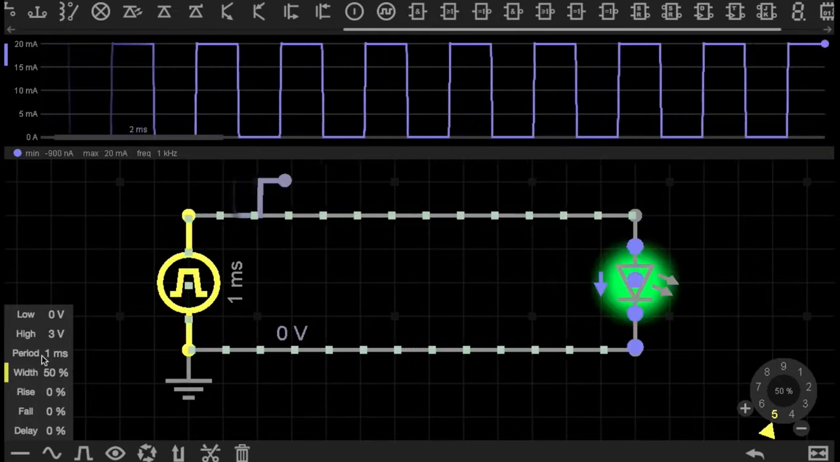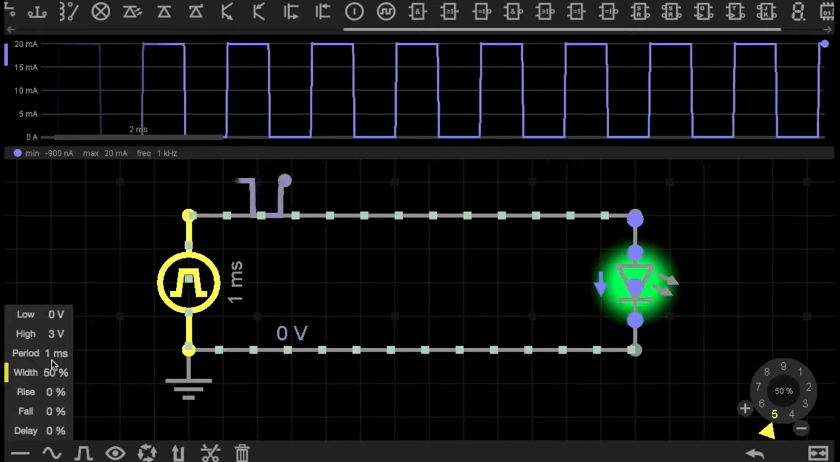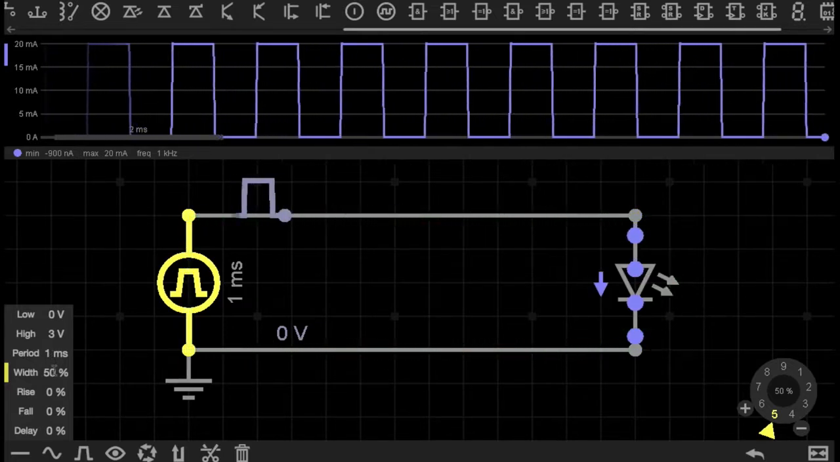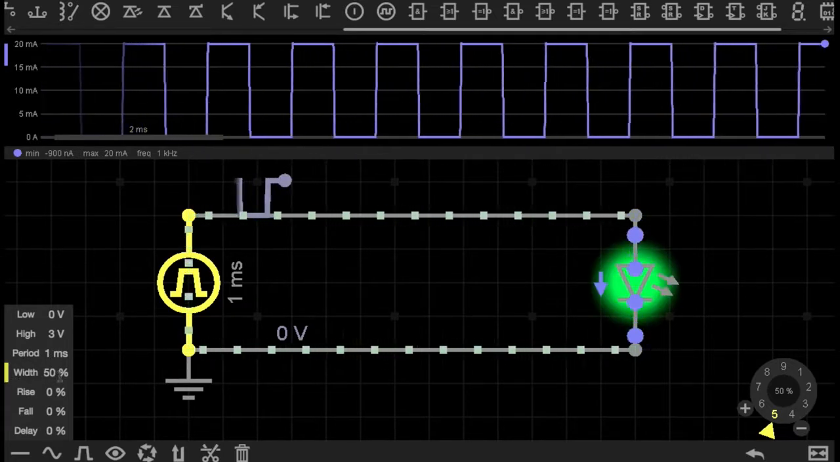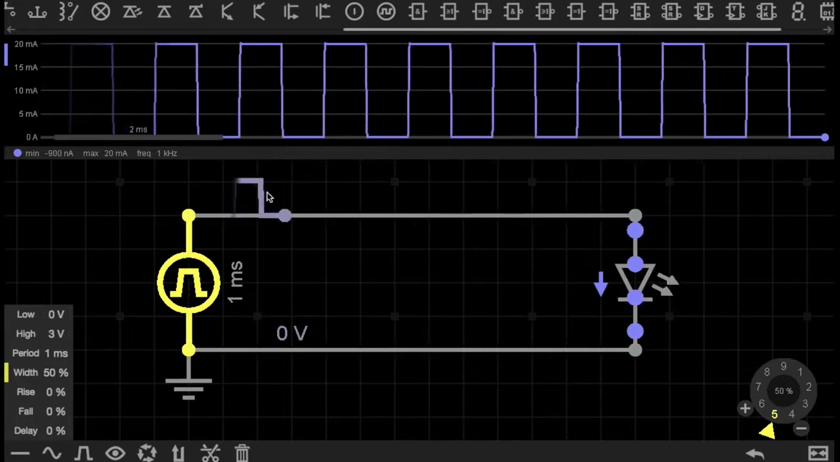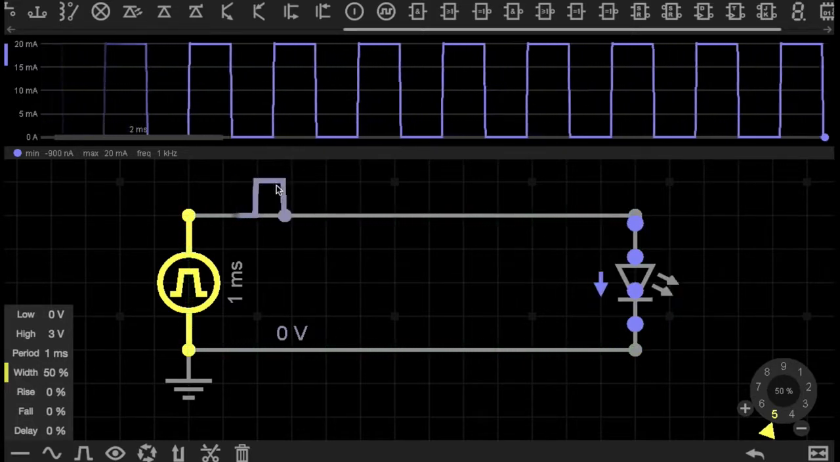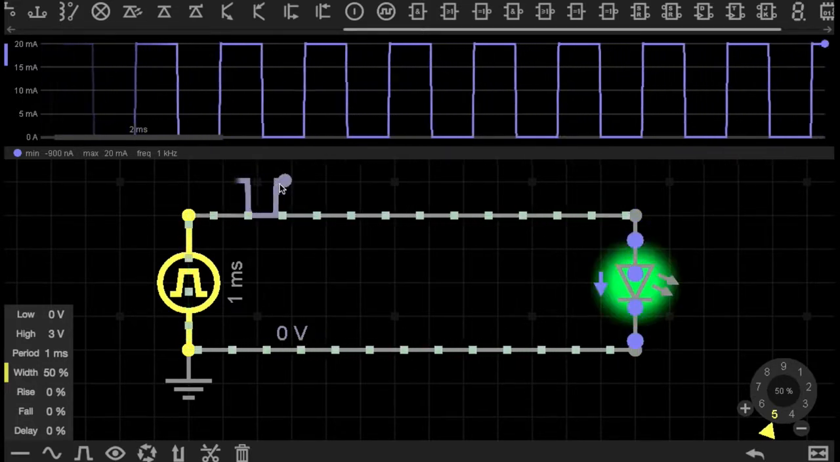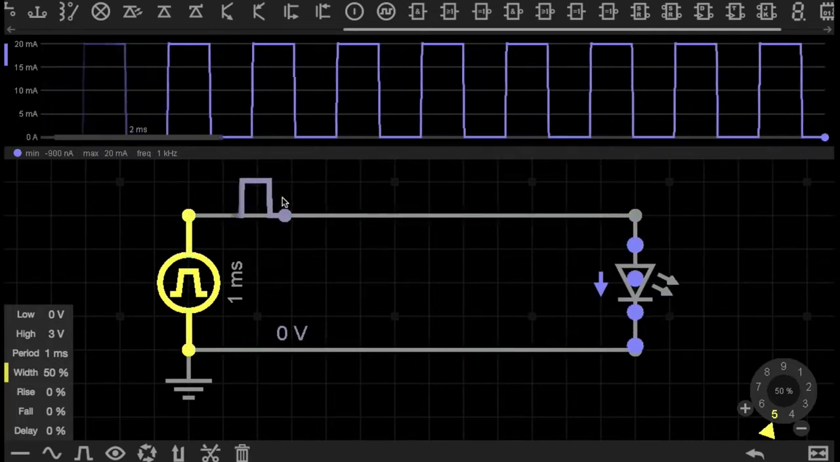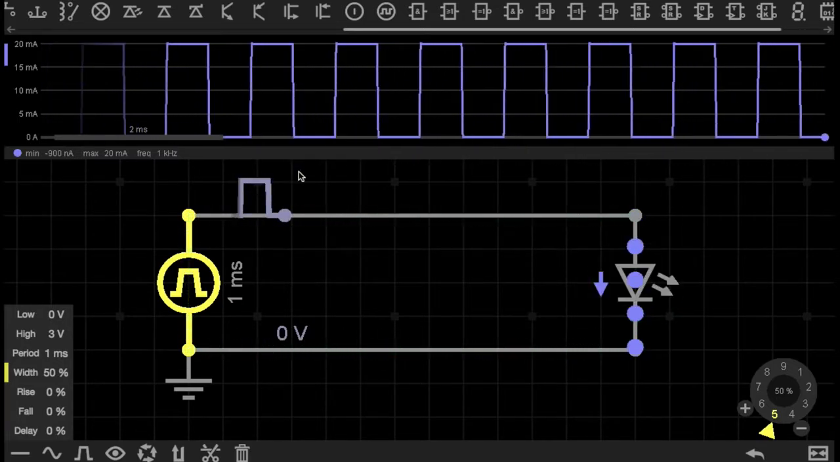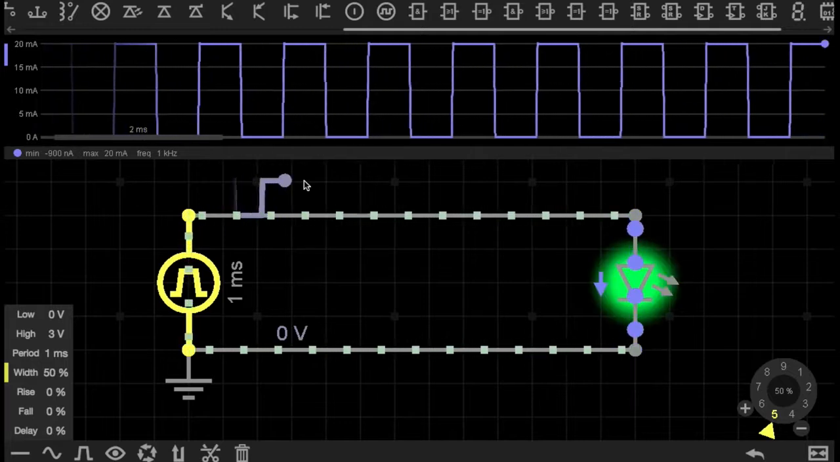In this case, it's pulsing every 1 millisecond, with a pulse width of 50%. The pulse width of 50% means that current is flowing through the circuit 50% of the time, and current is not flowing through the circuit 50% of the time. So the on time is equal to the off time.